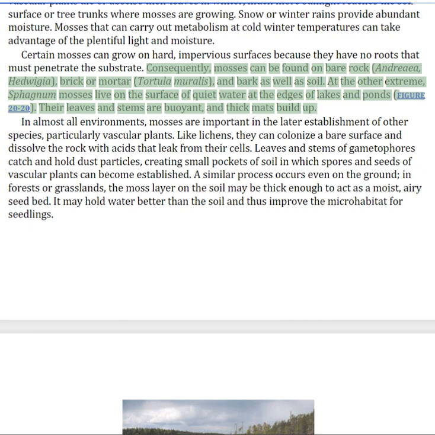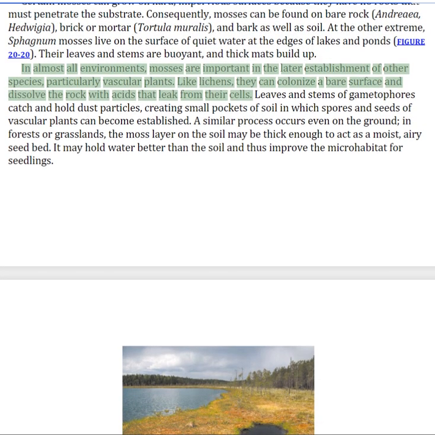Consequently, mosses can be found on bare rock, brick or mortar, and bark as well as soil. At the other extreme, sphagnum mosses live on the surface of quiet water at the edges of lakes and ponds. Their leaves and stems are buoyant, and thick mats build up. In almost all environments, mosses are important in the later establishment of other species, particularly vascular plants.